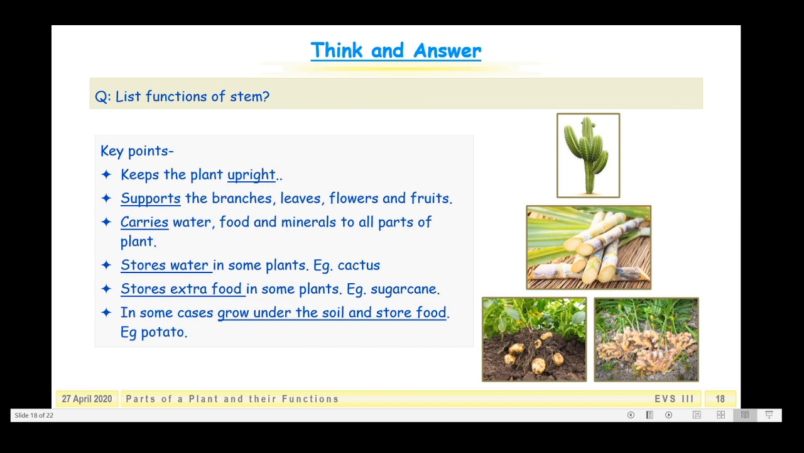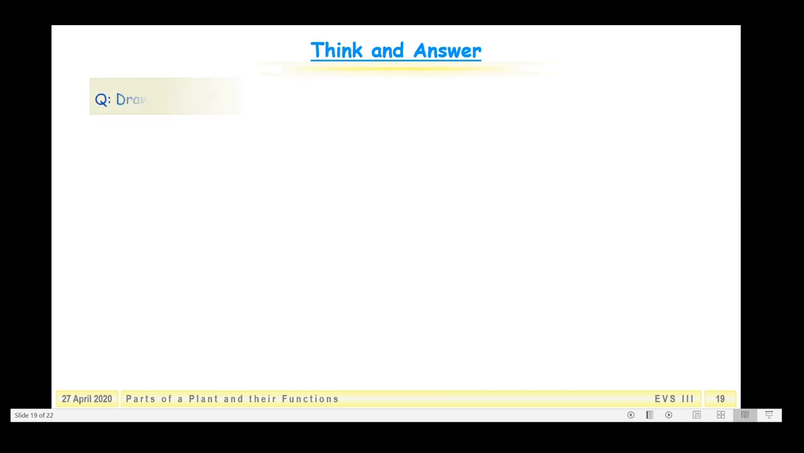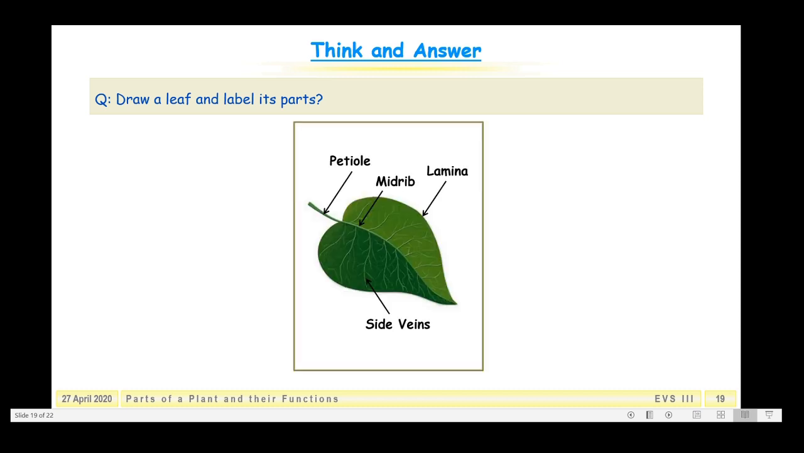It stores water in some plants, for example, cactus. It stores extra food in some plants like sugarcane. Then, in some cases, they grow under the soil and store food. An example is potato and definitely ginger also. Then we have draw a leaf and label its parts. All right. So what are the four parts? The lamina, midrib, side veins and petiole.